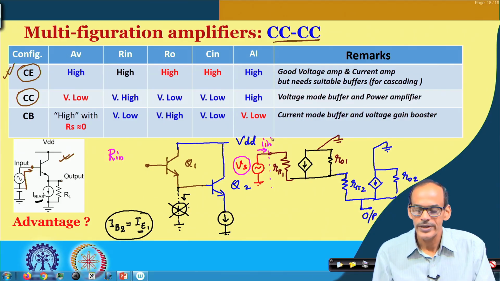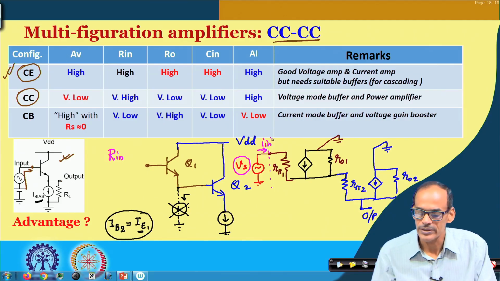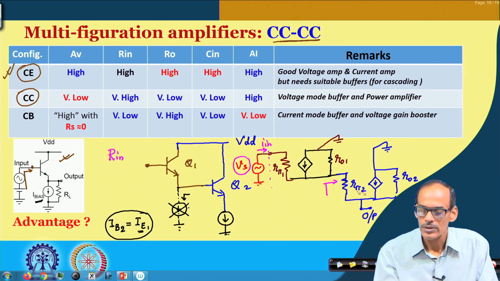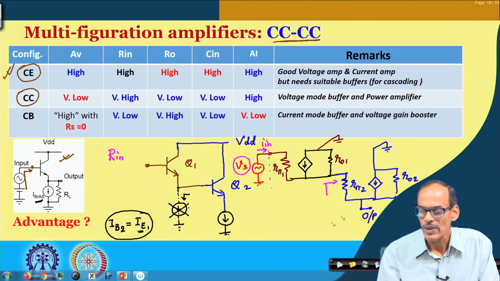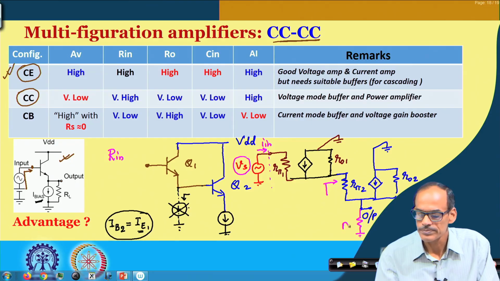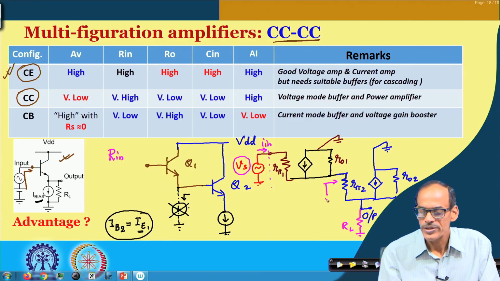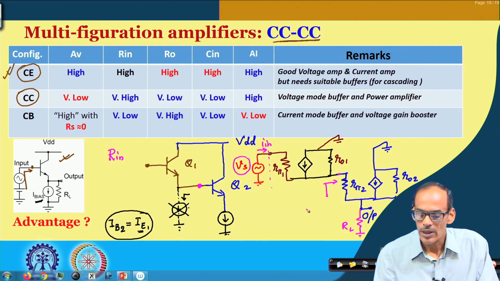A better, qualitative approach is something like this. Suppose you consider the input resistance of the second stage, depending on whatever load we have here, say R L. We may say that the resistance looking into the base of transistor 2 is r pi 2 plus (1 plus beta) times R L.